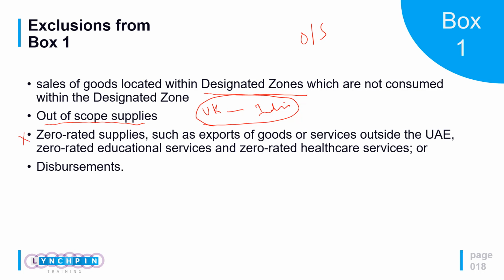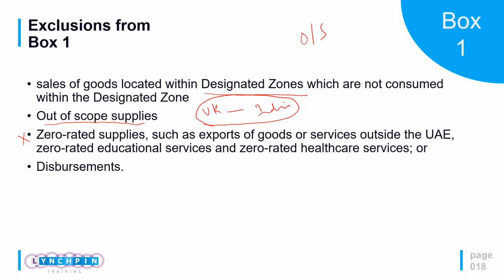Disbursements are also excluded here, which means that if you have paid any amount on behalf of your client, I'll just give you an idea. Let's say I'm a consultant being hired by someone, and he's saying that please pay my tax registration certificate fee online. I paid on behalf of it, I'll be getting it from my client. I'll not include it here.